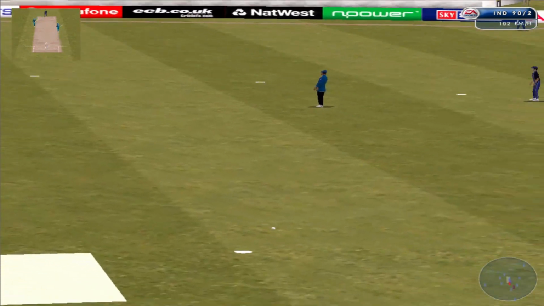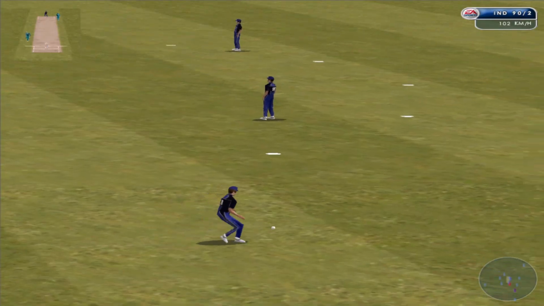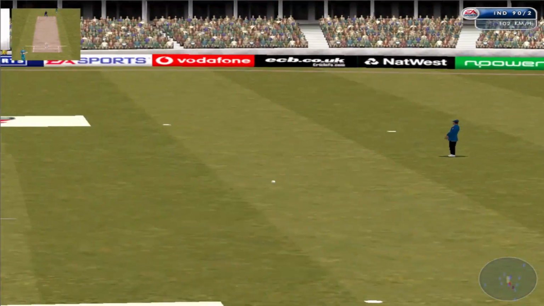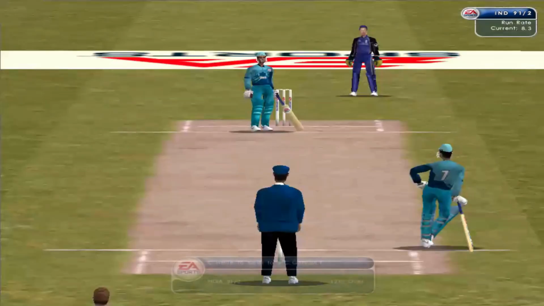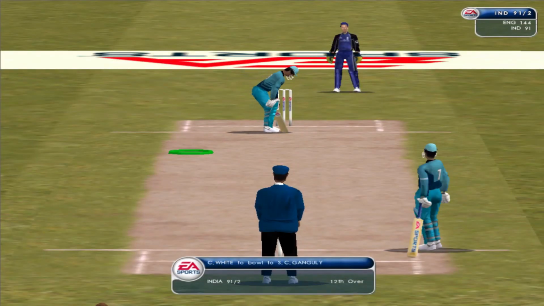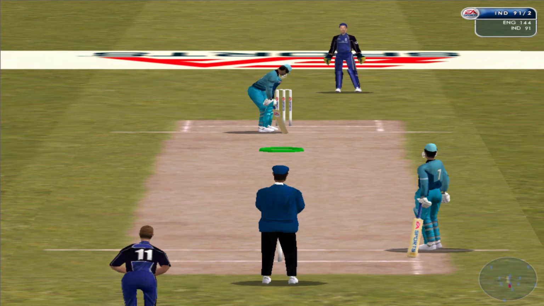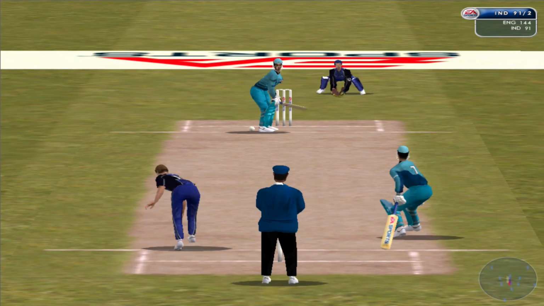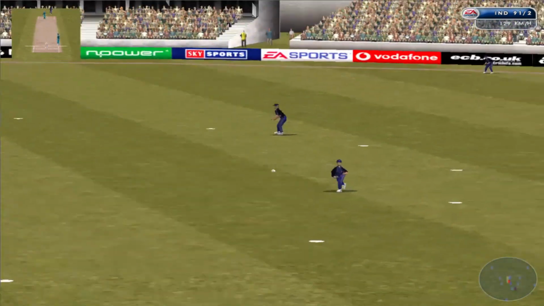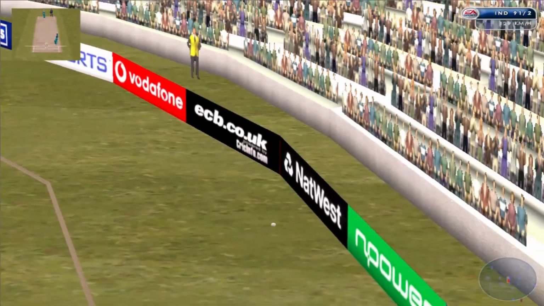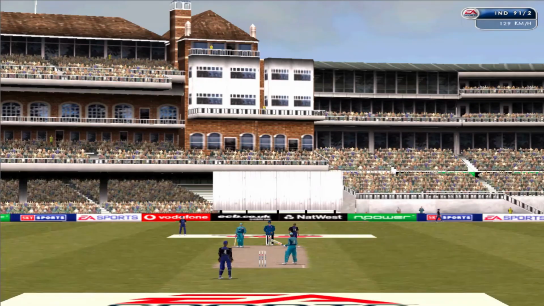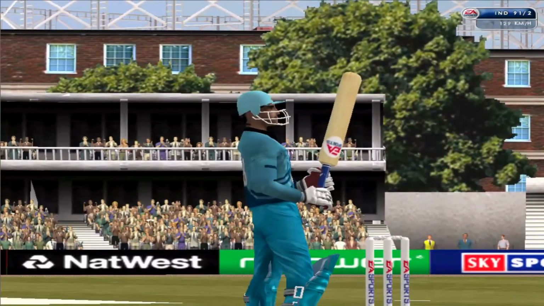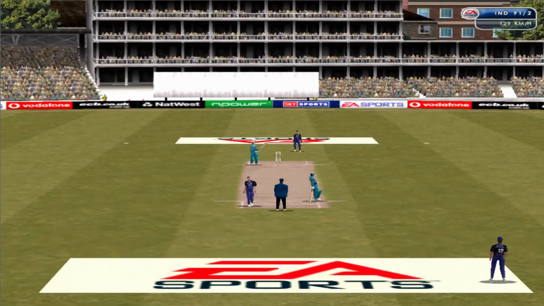There should be some runs here. It's high in the air. That was a wonderfully timed straight drive. Poor bowling. His captain won't be too happy with him after that delivery. That's 9 off the over now. It's been a rather expensive over so far.